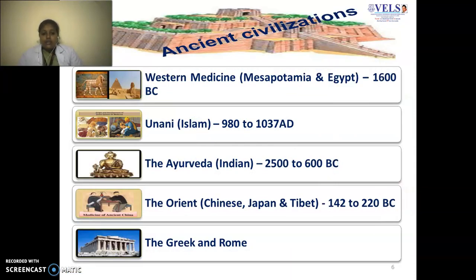Let us see the ancient civilizations. Broadly speaking, the history of pharmacognosy dates back to Western medicine, which includes the Mesopotamians and the Egyptians, and next the Unani system of medicine, which dates back to 980 to 1037 AD, and our Indian system of medicine, namely the Rig Veda, Atharva Veda, and the most important one, Ayurveda, dating to 2500 to 600 BC, the Orient herbalism, which includes the Chinese, Japanese and Tibetan medicinal plants, and last but not least, the Greek and the Roman herbalism.